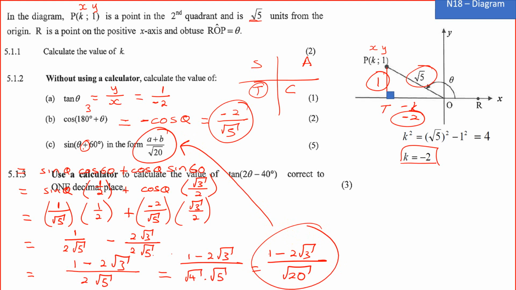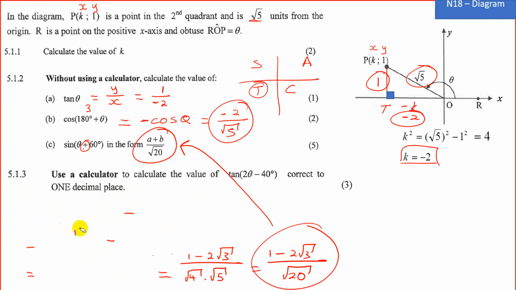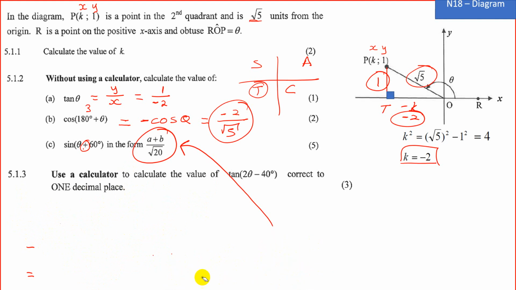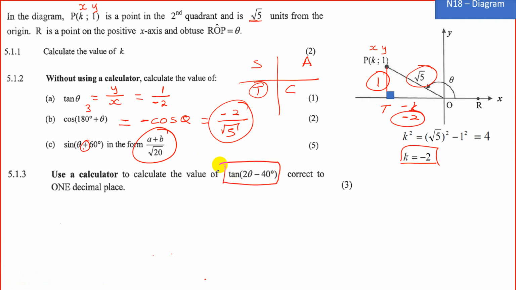So I'm going to erase my board. And we now have 5.13. You can start reading that question. And if we look at 5.13, the question reads, use a calculator to determine the value of tan(2 theta minus 40), correct to 1 decimal place. Now, our diagram is referenced with theta. So we're going to use that as our starting point.